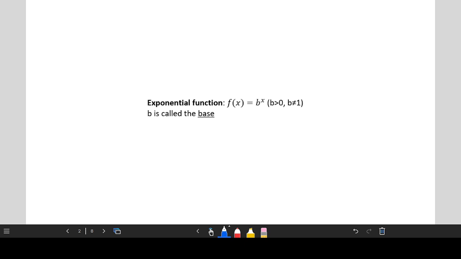And the base can be any positive real number except for 1, because 1 to any exponent will always give us 1, so that would not be an exponential function. But the base can be any positive number except 1.